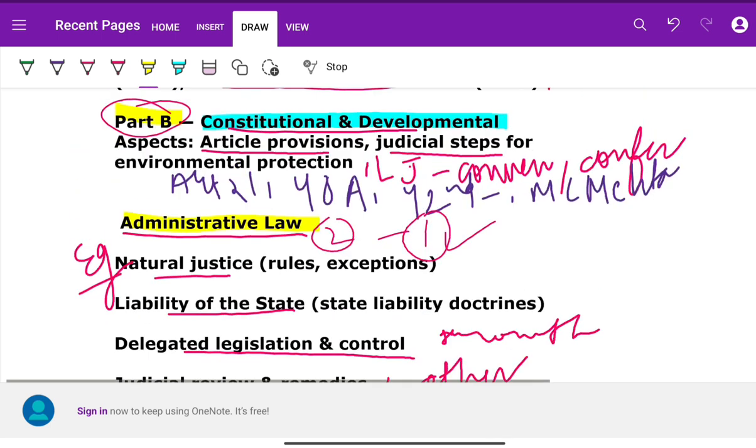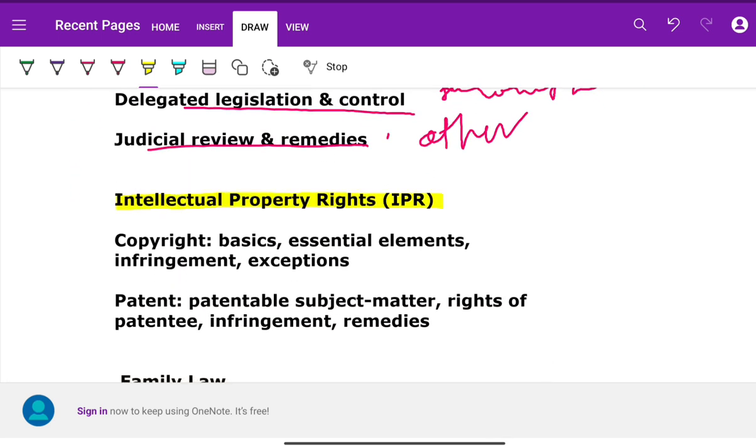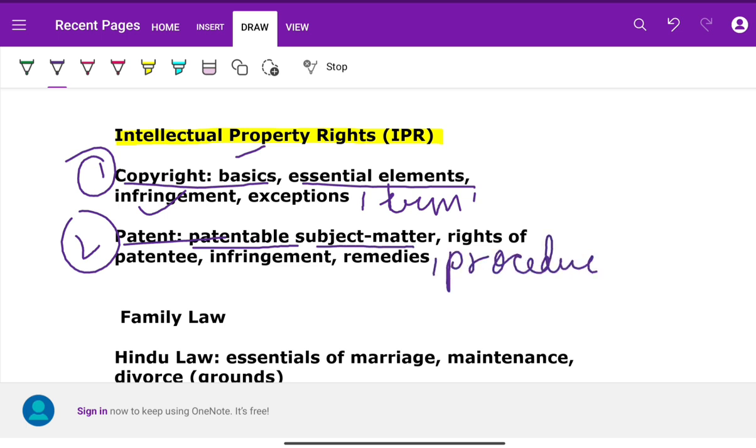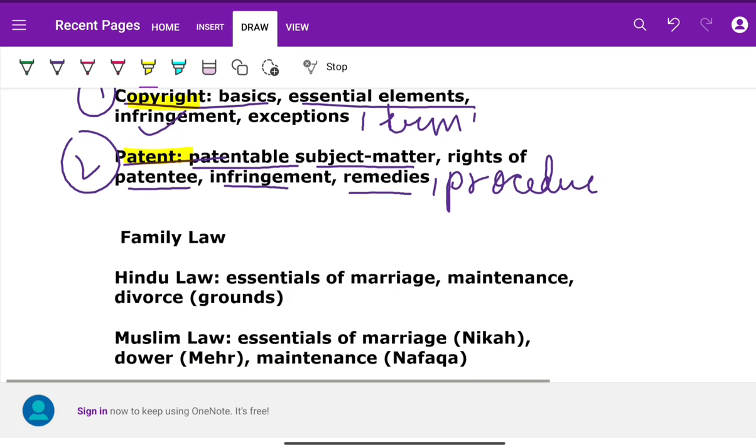And the third is the IPR, intellectual property right. So intellectual property right is divided in 2 parts. The first one is copyright and the second one is the patent. So in copyright, basics of copyright, infringement, what is the procedure, elements, and the term, duration, all these things you have to cover. In patent, what is patentable, subject matter, its procedure. Last year procedure was asked in the patent, infringement, remedy. So all these things you have to cover in patent and copyright.